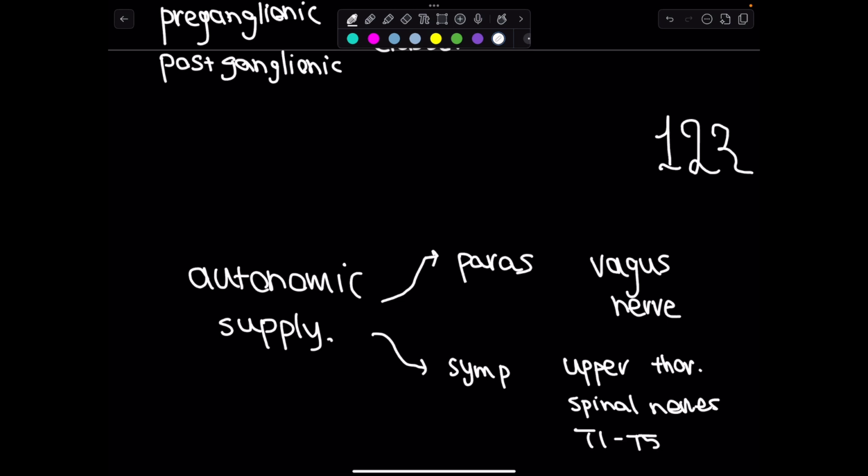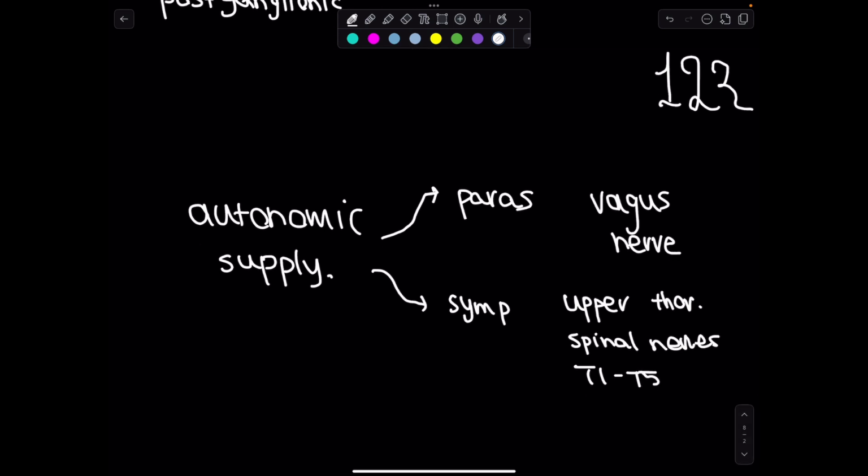Let me ask you a question. So we have autonomics in general, not in the mediastinum. We have autonomic and we have what else? Sensory, peripheral, somatic.